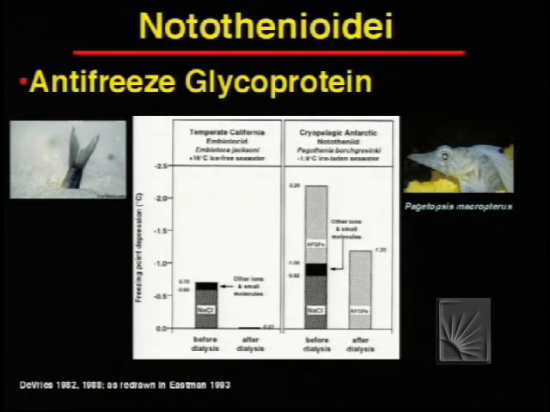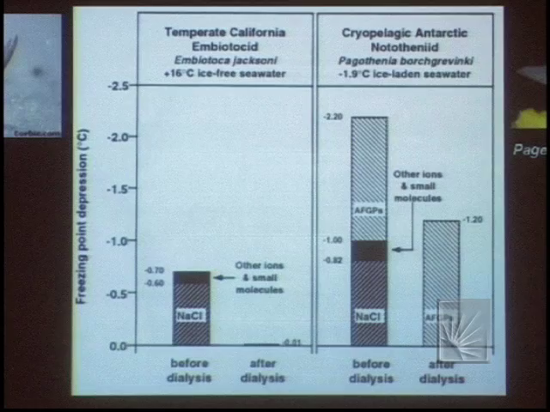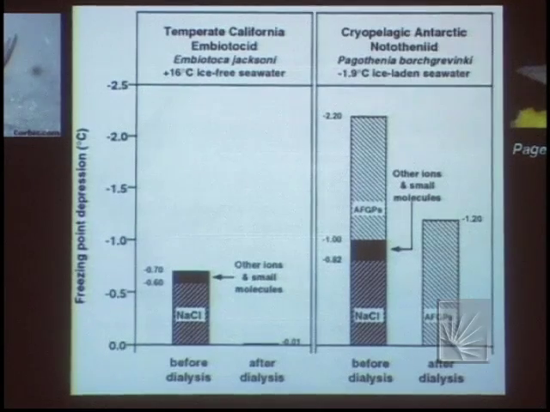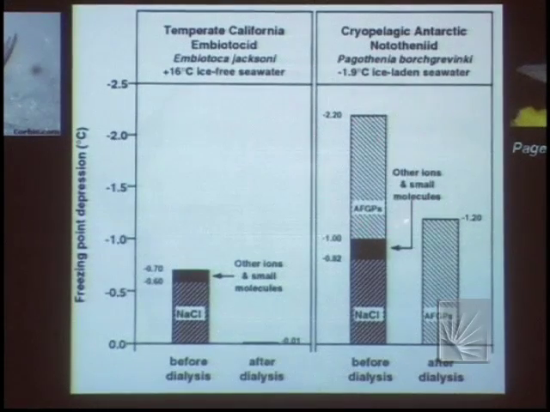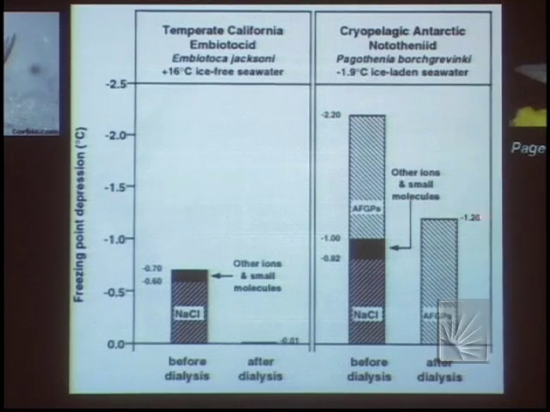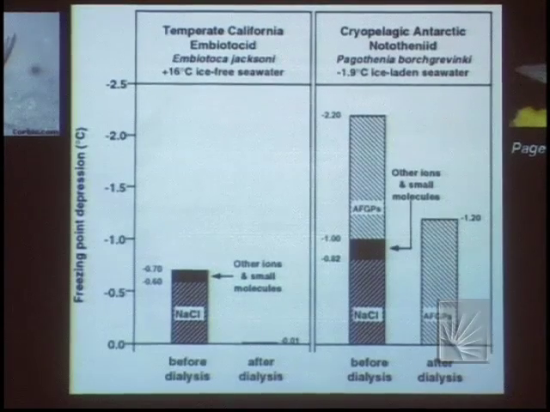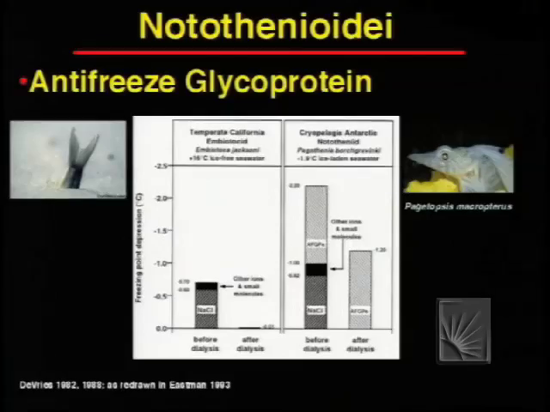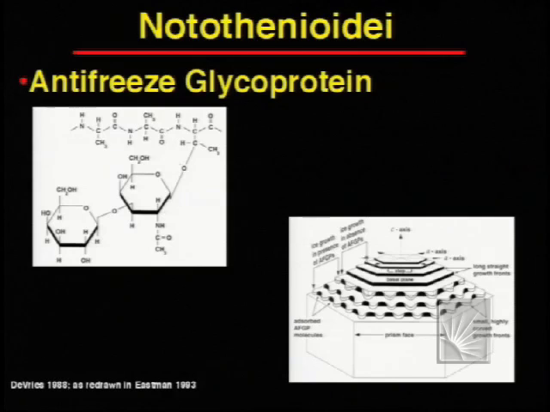However, if we take an Antarctic Notothenioid, such as this ice fish here, and we look at before and after dialysis, what we see is that there's this additive effect of these really small proteins called antifreeze glycoproteins, along with increased salts in the blood that give a freezing point depression up to negative 2.2. And even on its own, antifreeze protein is not enough to avoid freezing at negative 1.86. So what's going on?